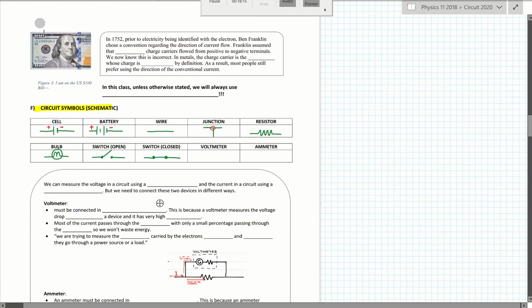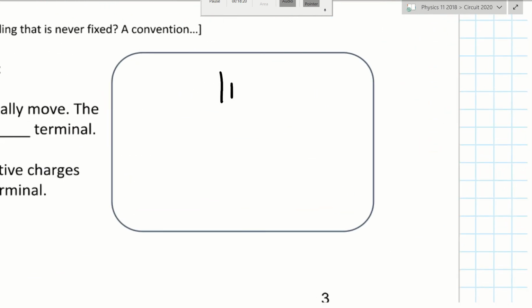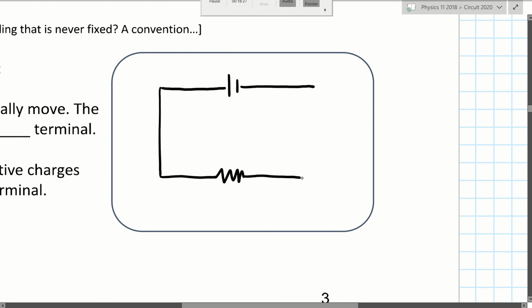We have two devices, which we'll talk about in a little bit, but that's good enough for now. Let's go back to the picture here. We're going to draw one cell in here, and then have it connected to a resistor, like that, and come back. Now remember, this is the negative sign and this is the positive sign.